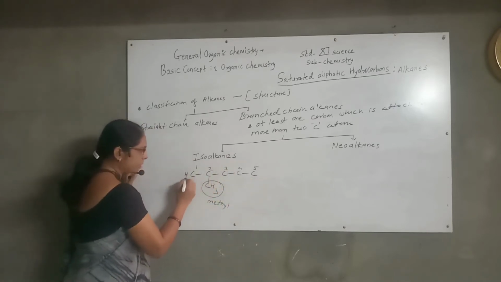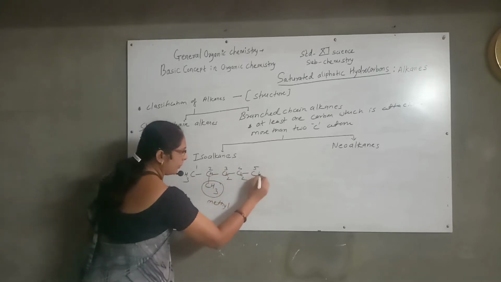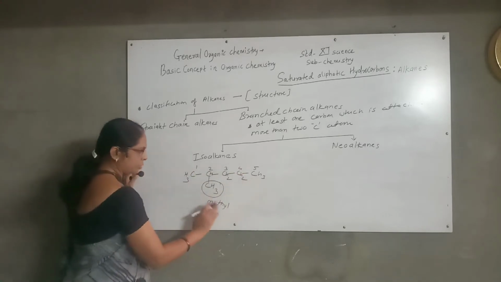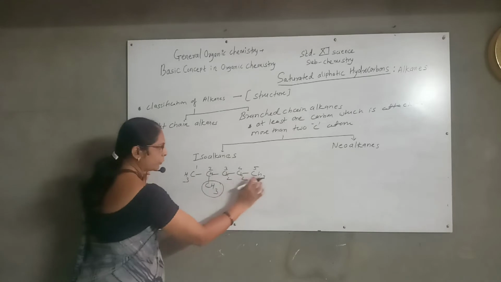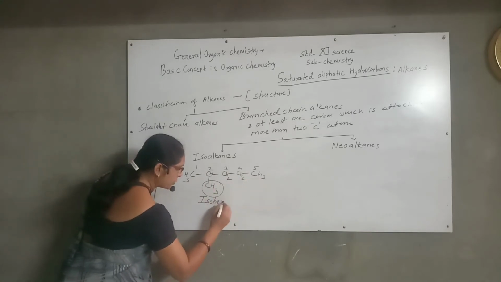Now I can write the complete formula. If you write it this way, it is called iso. How many total carbons are there? 1, 2, 3, 4, 5 and 6. So it is 6 for hexane. So it is isohexane.